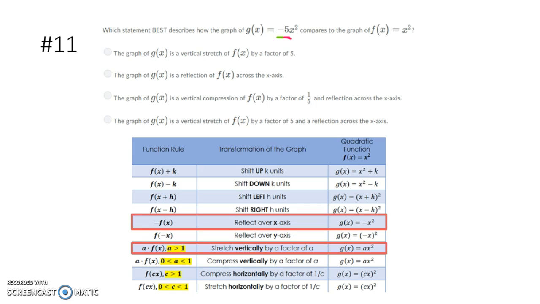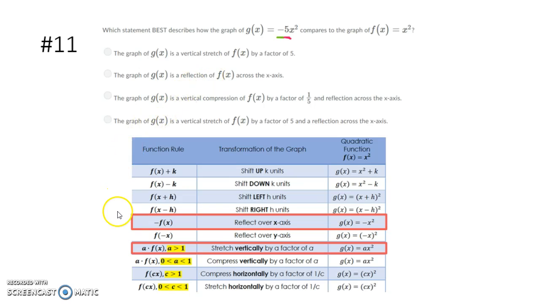Number 11, which statement best describes how the graph of g of x equals negative 5x squared compares to the graph of f of x equals x squared? I have 2 pieces underlined here for you, the negative and the 5. Those are 2 differences when I'm comparing to my original function over here. This negative is doing something to my graph, and multiplying by this 5 is also doing something to my graph.